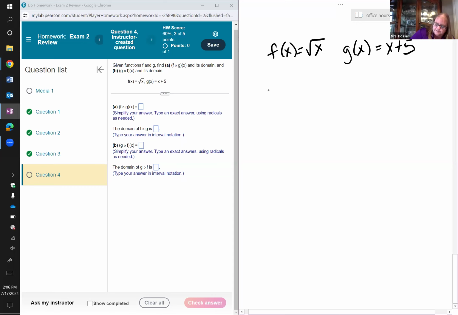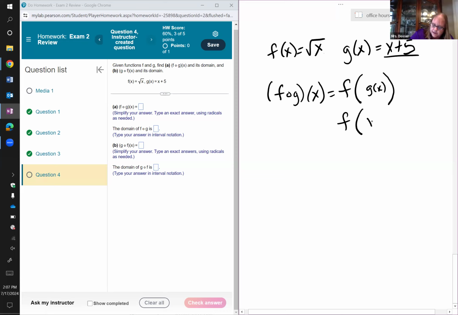So on part A, we're asked to find f composed with g of x. Remember, f composed with g is the same as f of g of x. And so in this case, g of x is x plus 5. So we're going to put x plus 5 in place of g of x, just simple substitution there. So we're going to have f of x plus 5.